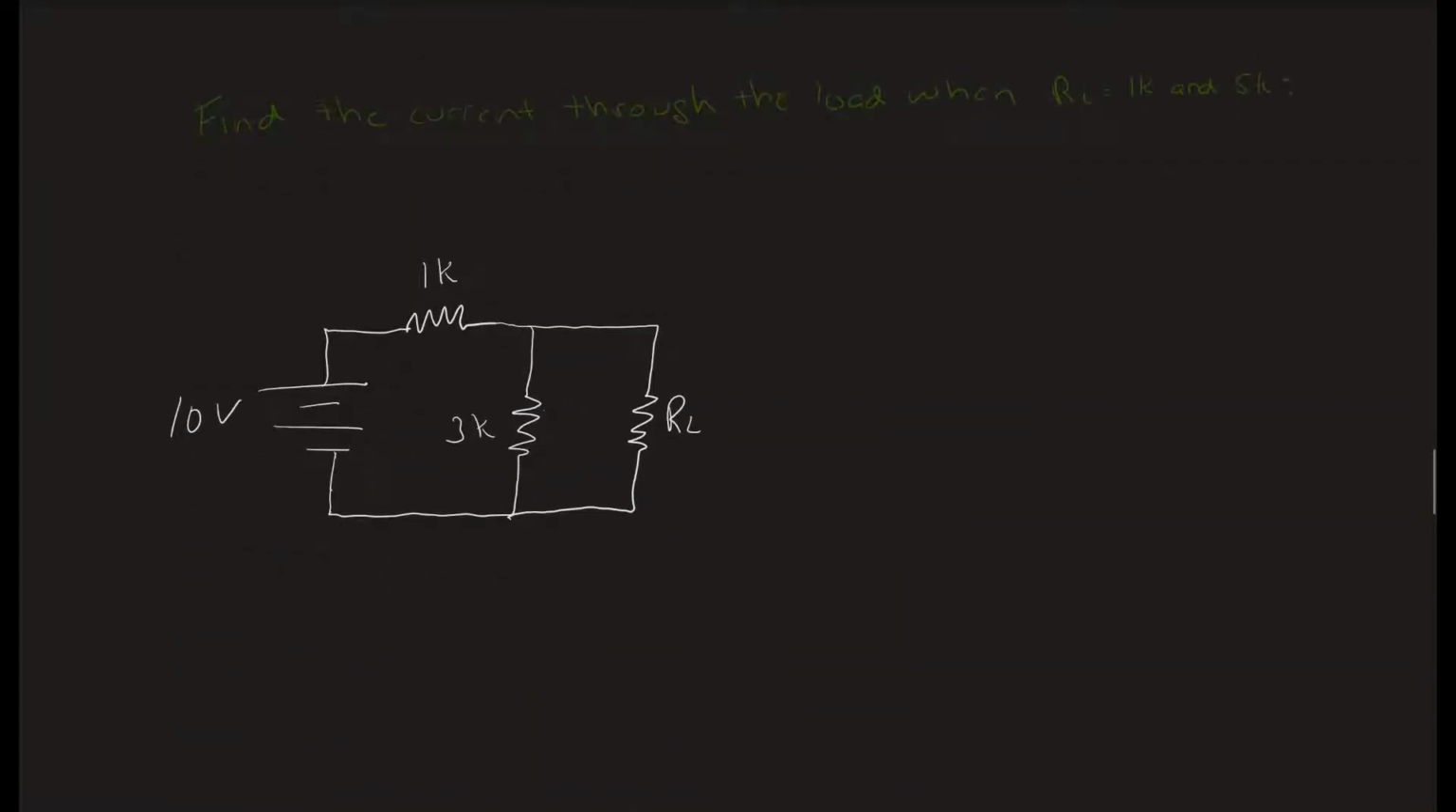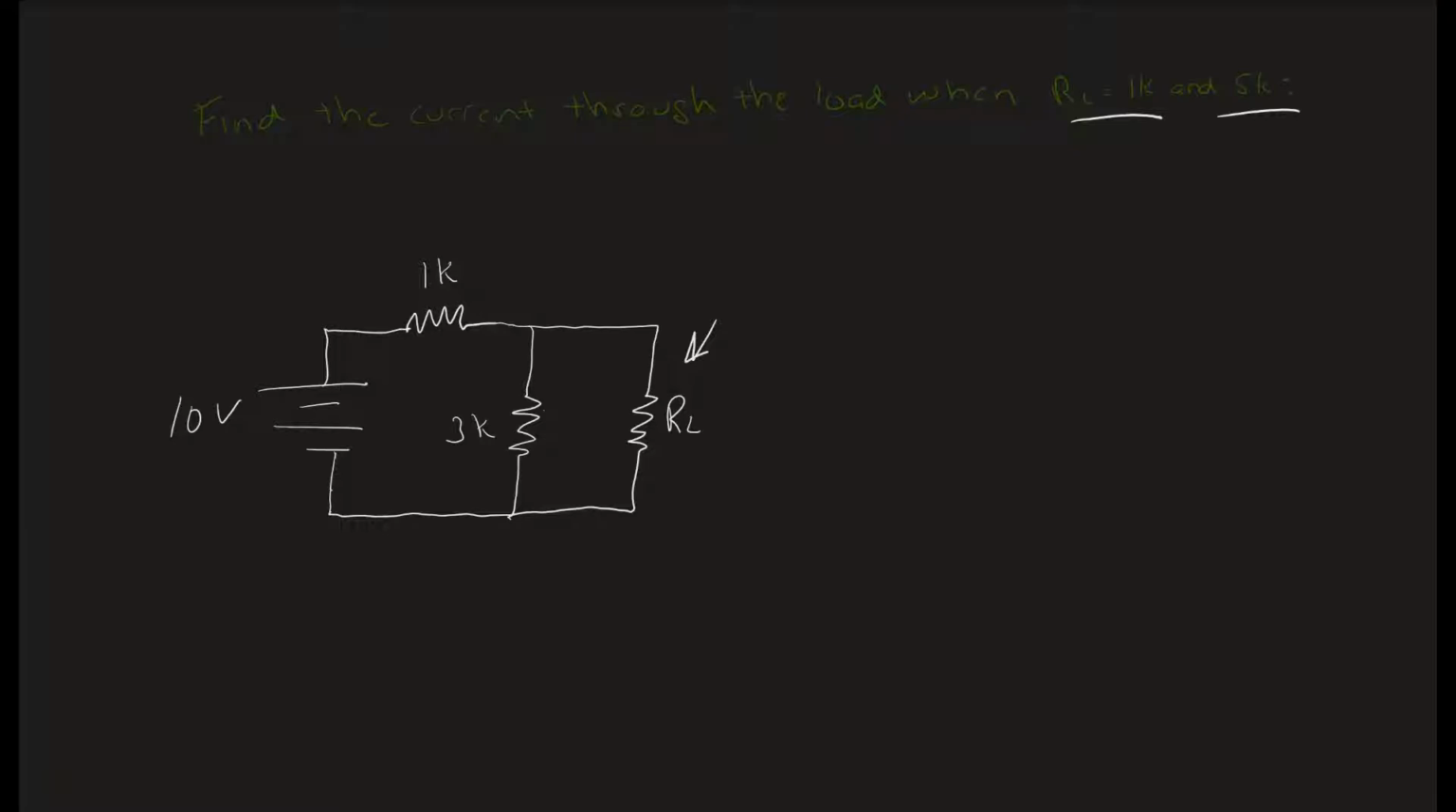Alright, so let's say I have this circuit. What I want to know is the current through the load when RL equals 1K and when it equals 5K. So I want 2 different values here. Notice that I've already indicated on here what our load resistor is. I don't want to have to break this thing down twice, and imagine if I wanted to know it for 10 different values. So what we need to do is follow those 2 steps.